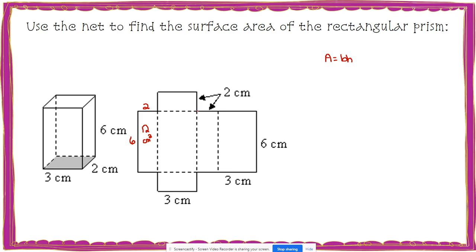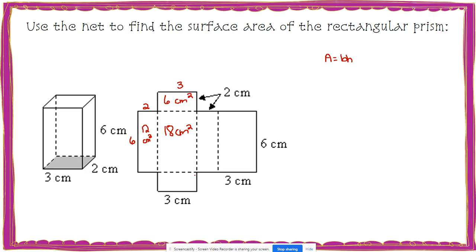Now I can move on to this rectangle. I know that this rectangle has a height of 2, and this is a base of 3, which I can tell by looking at this rectangle over here. So to find the area, I'm going to multiply 3 times 2, which gives me an area of 6 centimeters squared. Now let's look at this large area. This has a height of 6, and I see that this has a base of 3. So to find the area, I'm going to do 3 times 6 to get an area of 18 centimeters squared.